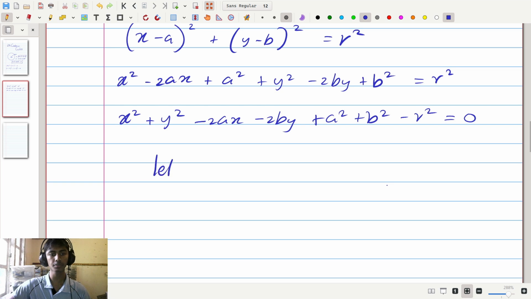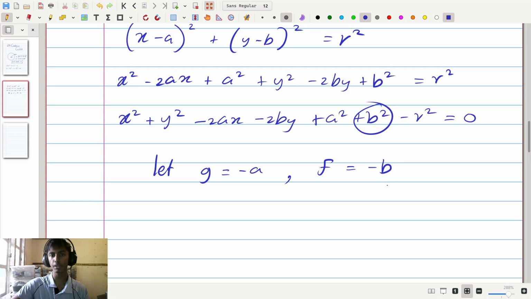Let's say let g be equal to negative a, f be equal to negative b. So we're doing a substitution of f and g. And here we can see, since g is equal to negative a, g squared is equal to a squared. So we can simplify this a squared into a g squared. As for this, f is equal to negative b, therefore f squared is going to be equal to b squared, so we can substitute this b squared for an f squared.